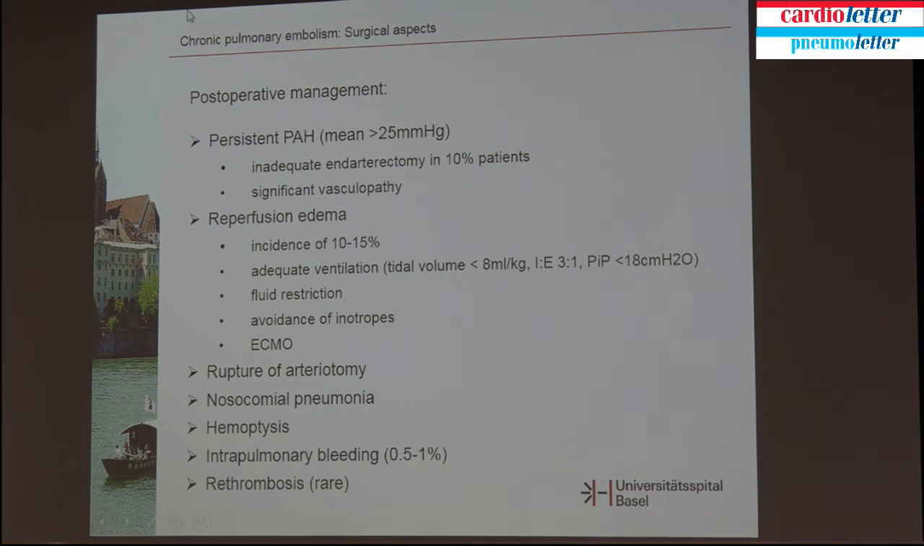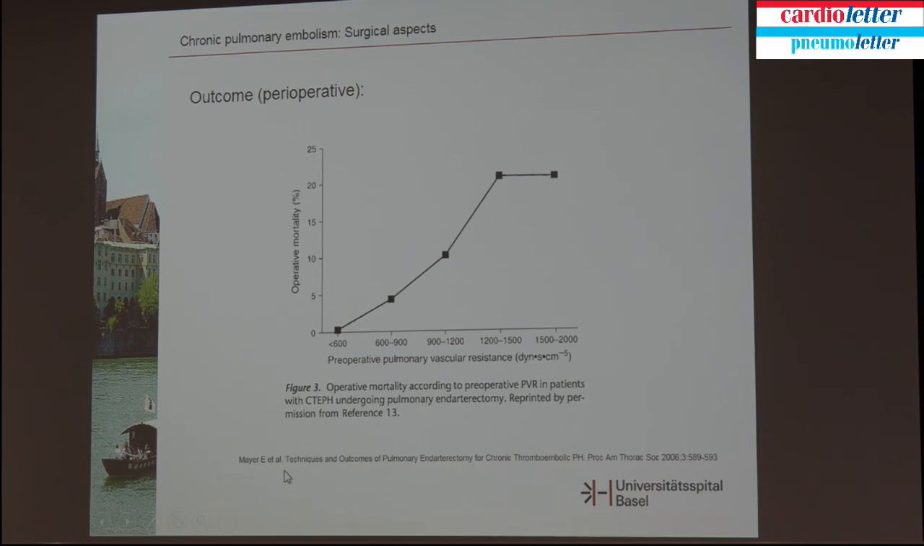Afterwards, you can rewarm the patient, and if you need to do any further operation, you can do it in this setting. In the postoperative management, you have to look at persistent pulmonary hypertension with 25 millimeters of mercury, which is present in about 10% of the patients. You have to look for the reperfusion edema with an incidence of 10 to 15%. You have to look at rupture of the arteriotomy because it can bleed. Patients often have nosocomial pneumonia, hemoptysis, intrapulmonary bleeding, and the rethrombosis rate is rare.